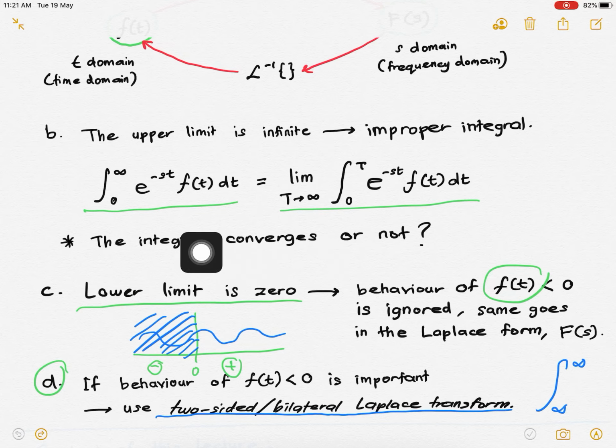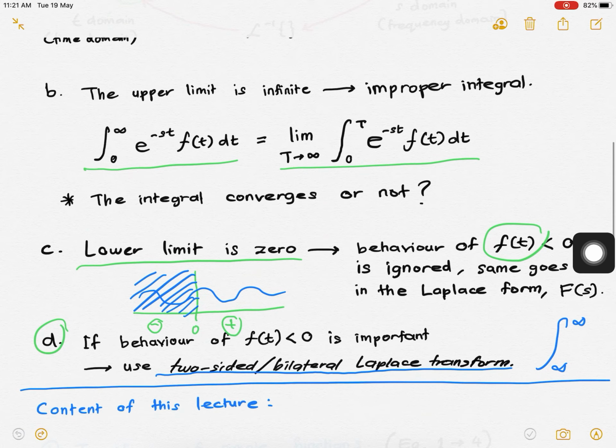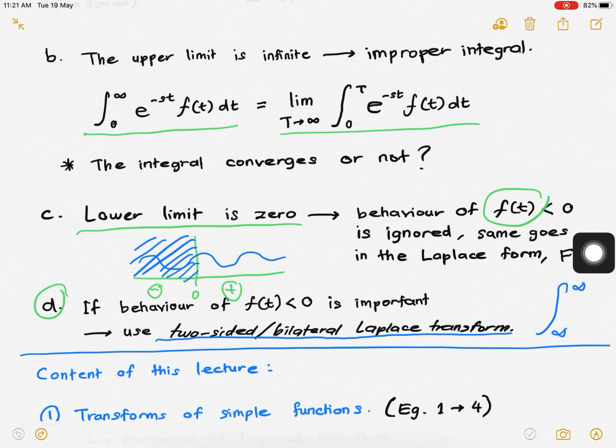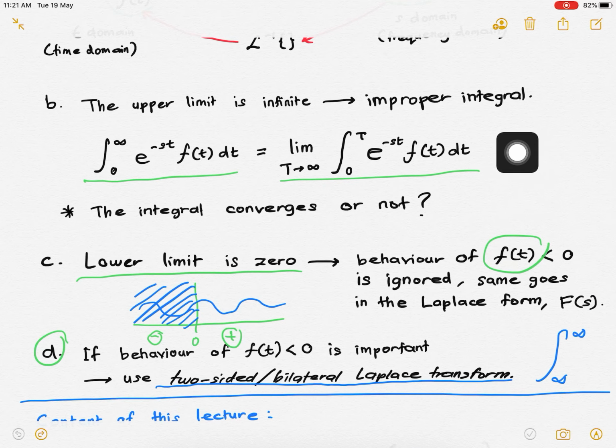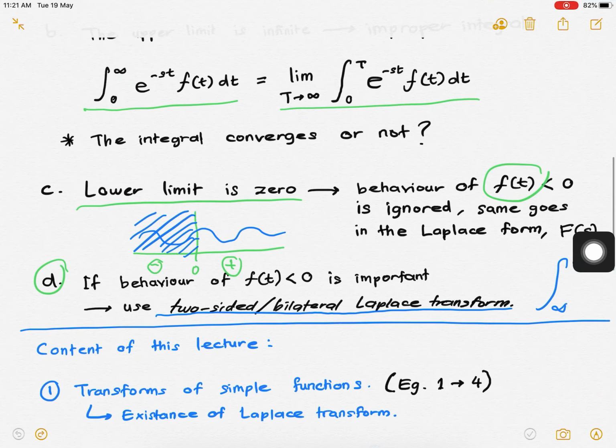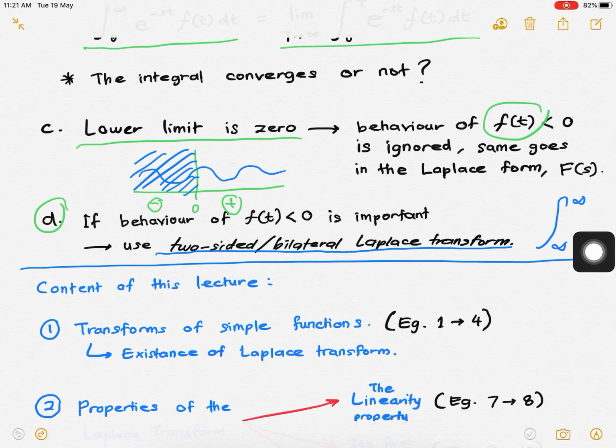So if it is diverging, it is not applicable for the Laplace transform. But if it is converging, therefore the Laplace transform is applicable to this function. Alright. So we need to have a condition. We need to apply a condition for this function to be applicable for the Laplace transform. We will talk about that after this.